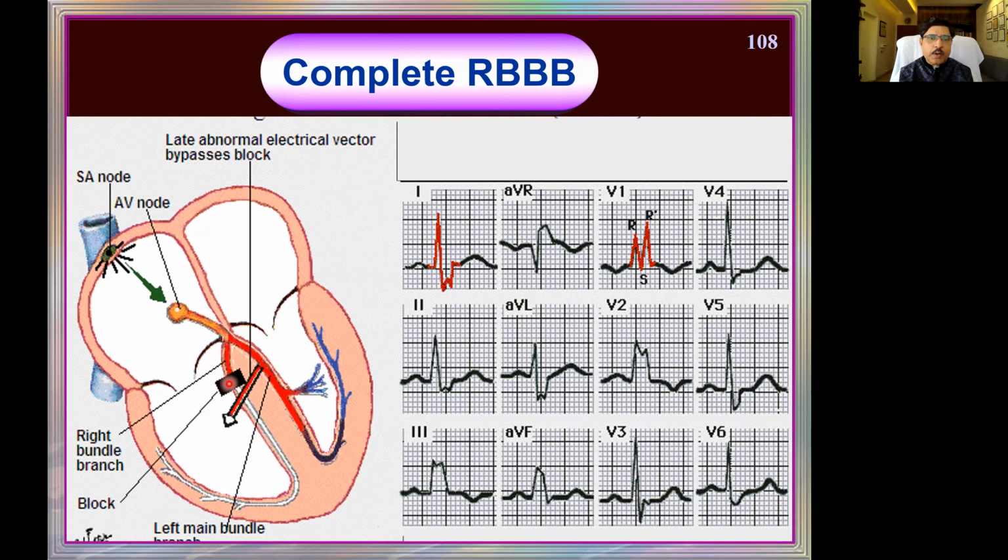Let us say there is a block here and the impulse is not going like this. What will happen? It will activate the left ventricle and the current will go through the myocardium into the right and produce activation. So first this one and again this one, the QRS is going to be wider. First thing that happens is there will be two waves. One wave is related to the left ventricular contraction.